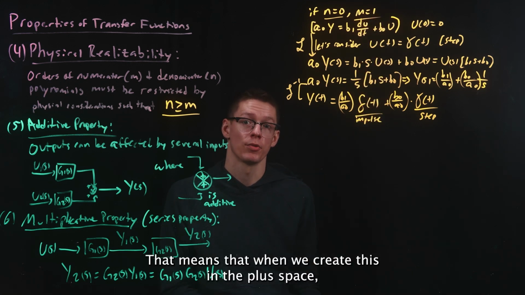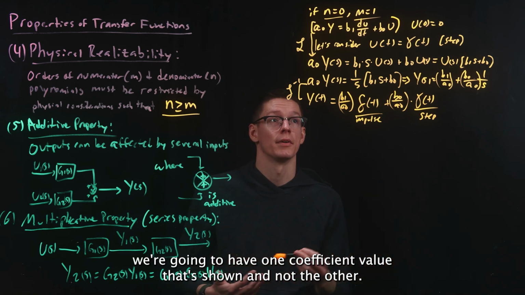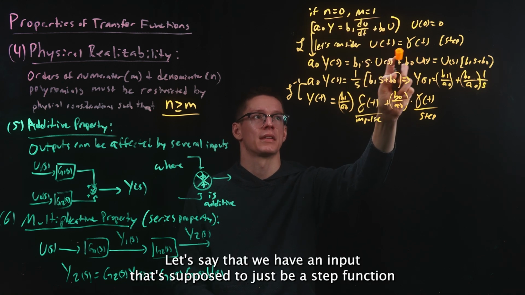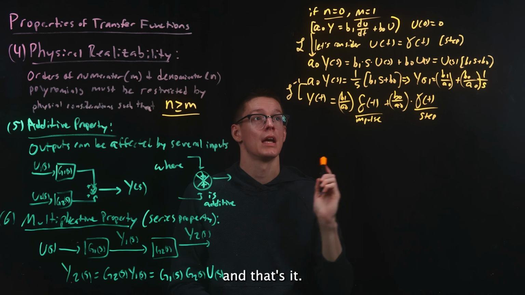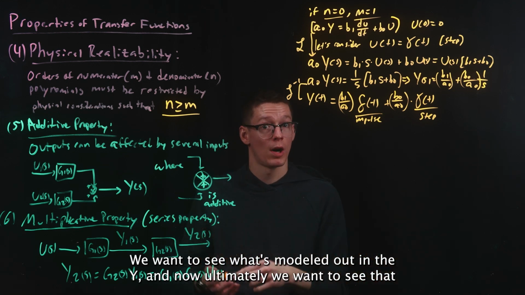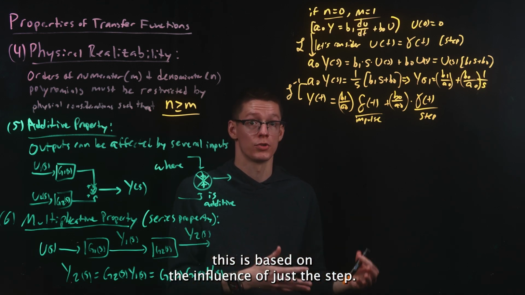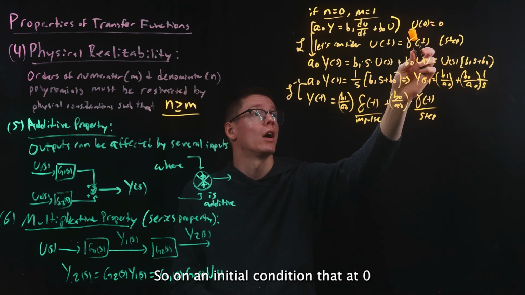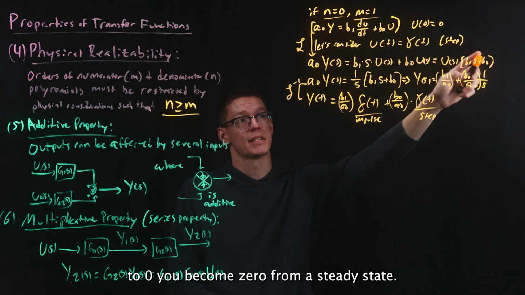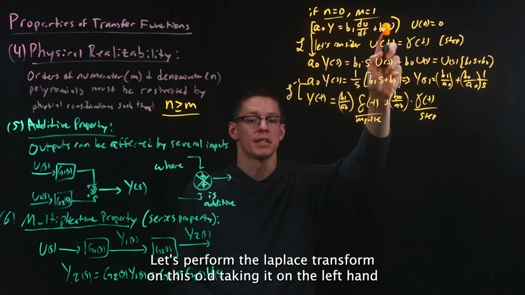That means that when we create this in the Laplace space, we're going to have one coefficient value that's shown and not the other. So let's consider some functions here. Let's say that we have an input that's supposed to just be a step function, and that's it. For an input that's a step function, we want to see what's modeled out in y. Ultimately, we want to see that this is based on the influence of just the step. So on an initial condition that at 0, u becomes 0 from a steady state, and knowing that we're using a step function, let's perform the Laplace transform on this ODE.